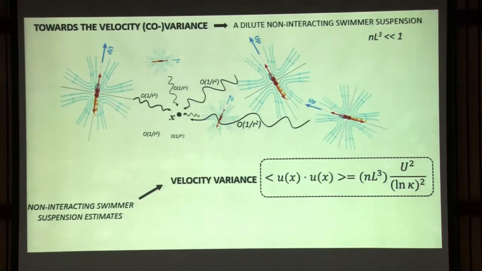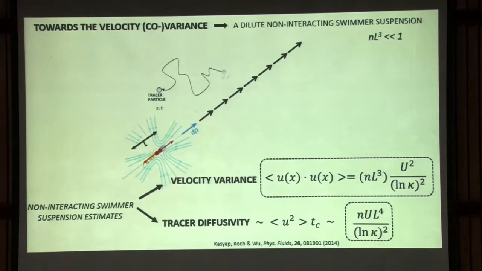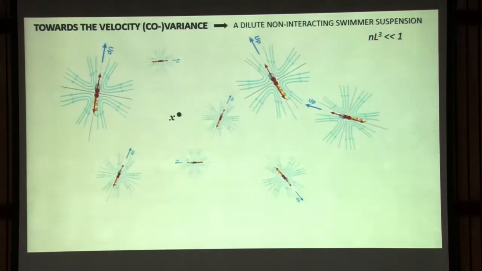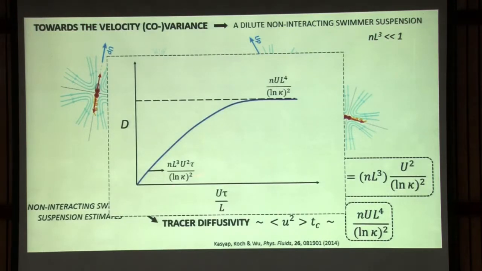And if I multiply that velocity variance by the correlation time, which is the time it takes the swimmer to sweep past the tracer particle moving with speed u, then I just multiply this by L by u, and I get the tracer diffusivity in a suspension of straight swimmers. So now I could vary the u tau by L. So this is the answer for straight swimmers. As they start to tumble more rapidly, the decorrelation happens faster, and the tracer diffusivity goes down. So that's the answer for a non-interacting suspension, but this is not very interesting.